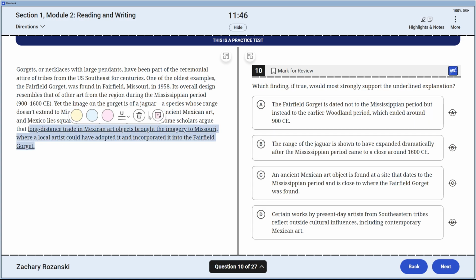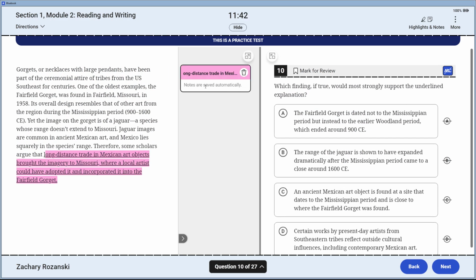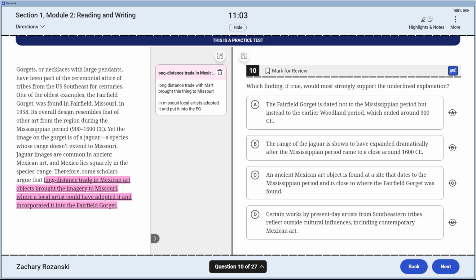What do we got here at this very end? Long distance trade in Mexican art objects. Therefore, some scholars argue that long distance trade in Mexican art objects brought this thing to Missouri. In Missouri, local artists adopted it and put it into the art. What would most strongly be supported by the underlined explanation? So, long distance trade brought Mexican art to Missouri. These artists took Mexican art and put it into their art.